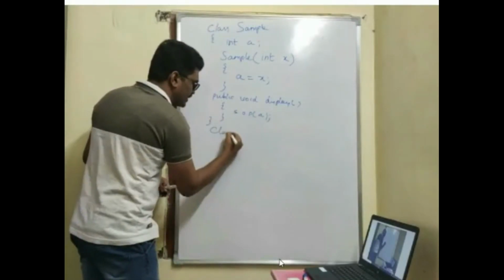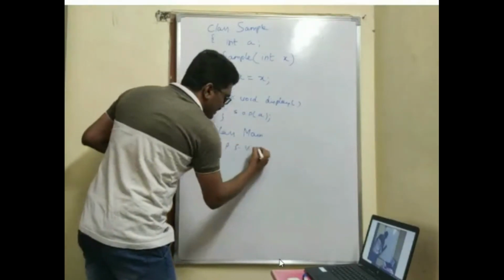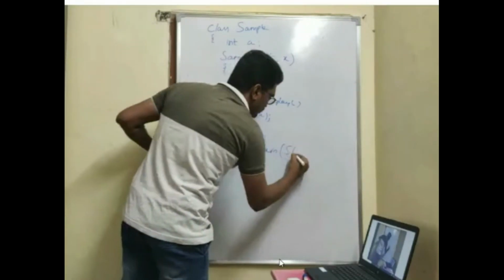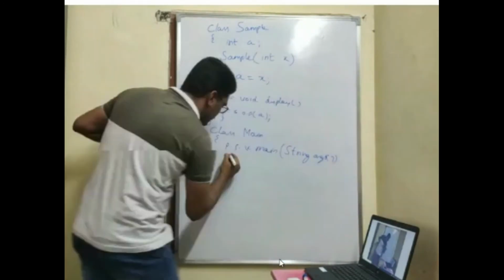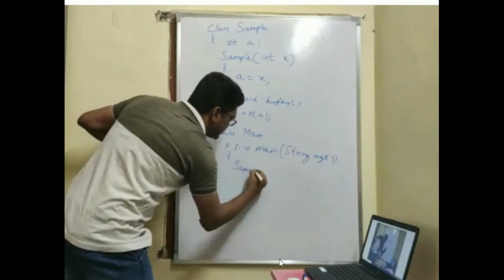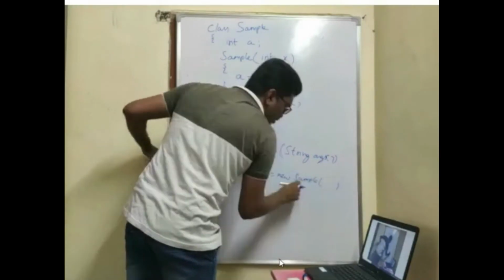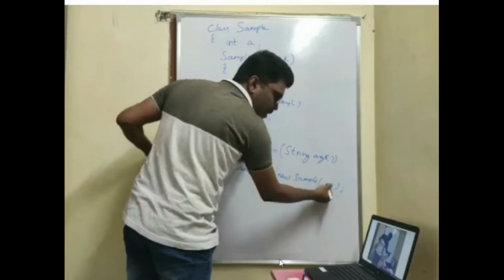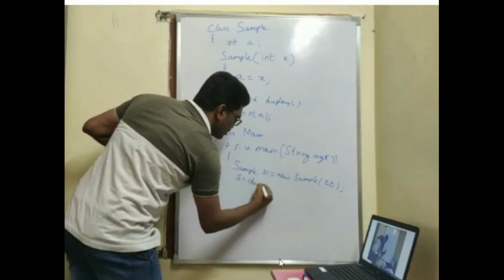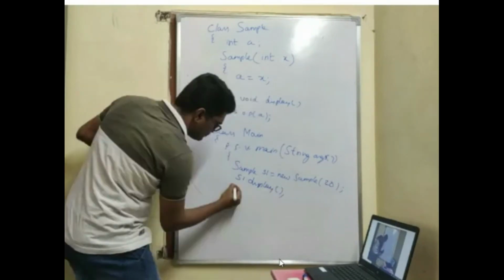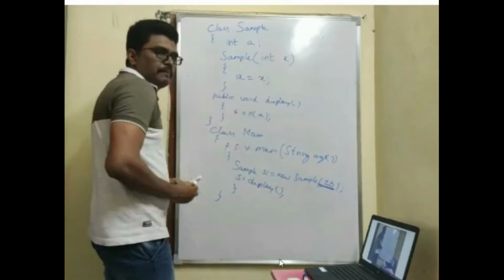Okay, now my main class starts here. Class Main, public static void main, String args. So now I create an object for the class. Sample s1 is equal to new Sample(20). Here only the constructor is called. Here I need to pass the value, I pass some 20. s1.display(). Here you have to pass parameters because it is a parameterized constructor.